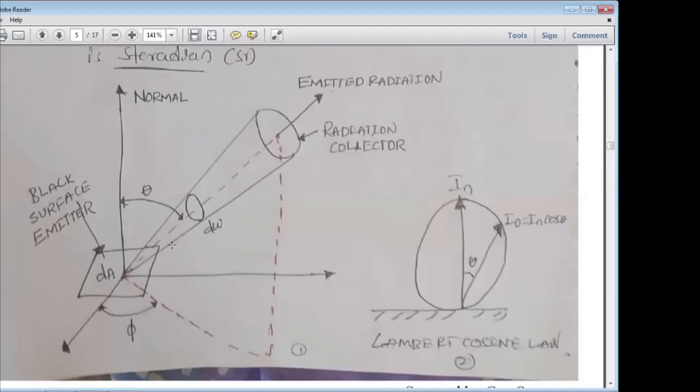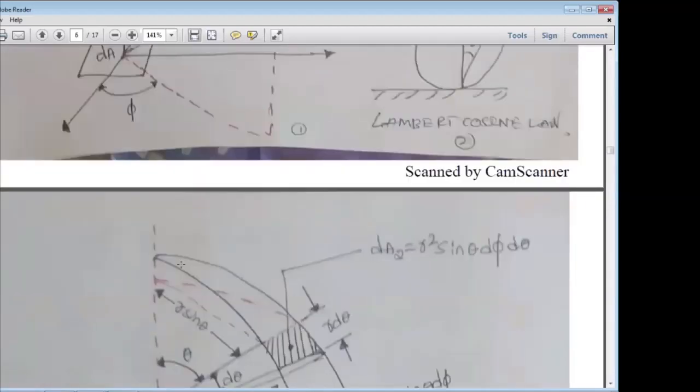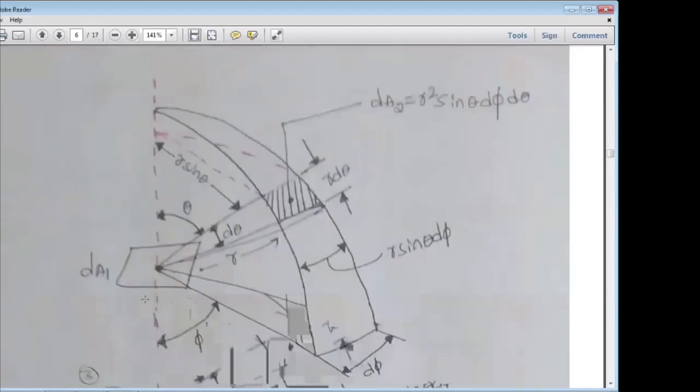Suppose you take here dA1, a plate. There is a black body here, dA1, which is radiating energy. This is the hemispherical surface above the black body.